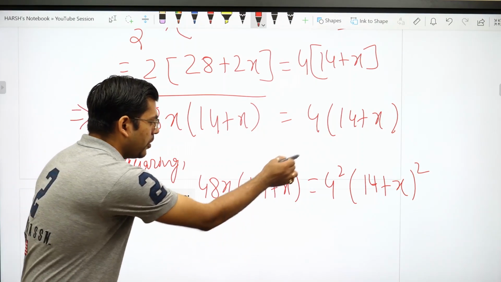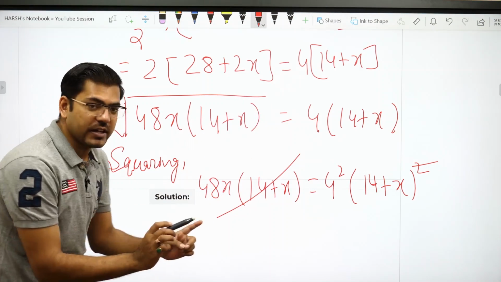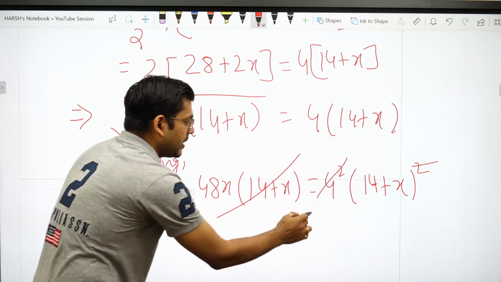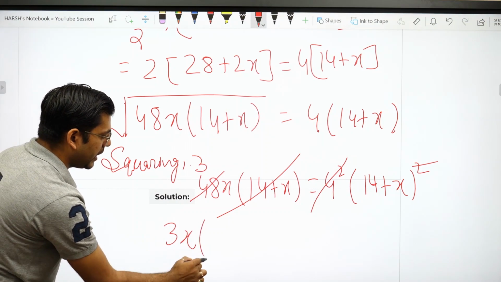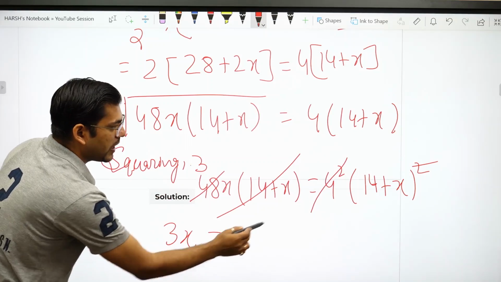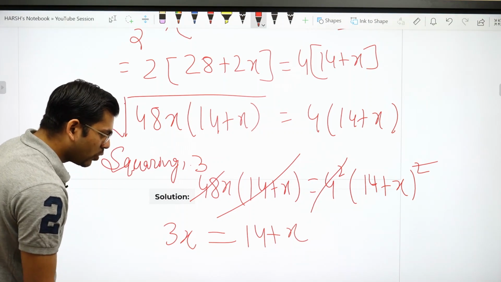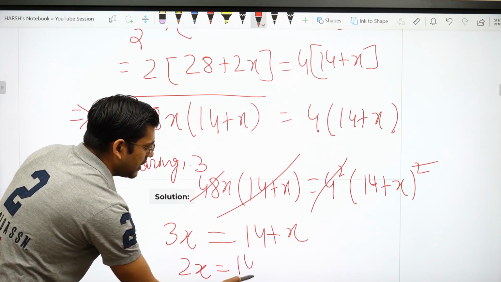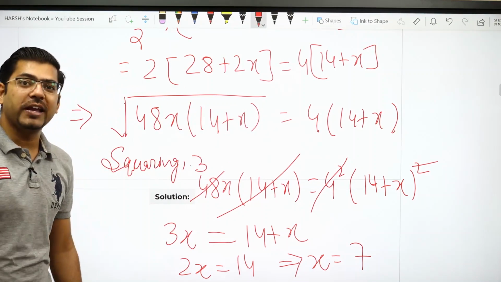So now 14 plus x will be cancelled by this square only one time, and pay attention, 4 square, do you know the value of 4 square? It is 16. 16 will cancel this 48 three times. So we have 3x on one side, and is equal to, 14 plus x is remaining. So what we have left, sending this x to this side, it will become 2x is equal to 14. That is nothing but x is equal to 7. Okay, x will be equal to 7.